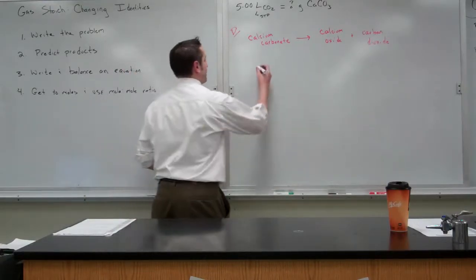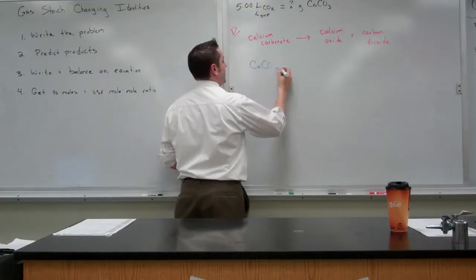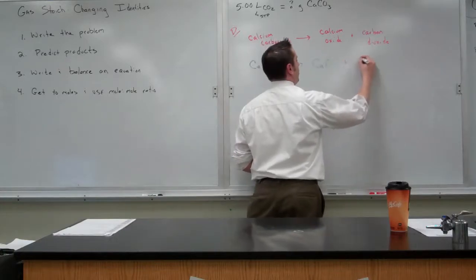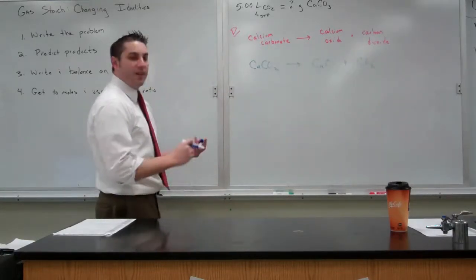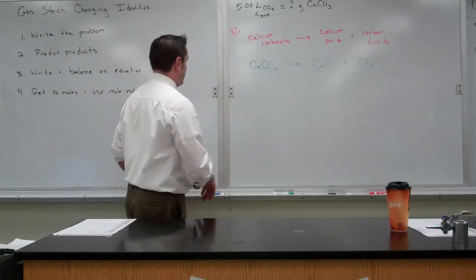Now we write and balance. Calcium carbonate is CaCO3, calcium oxide, CaO, carbon dioxide, CO2. You'll find that it's already balanced, 1 Ca on both sides, 1 C, and 3 O's.